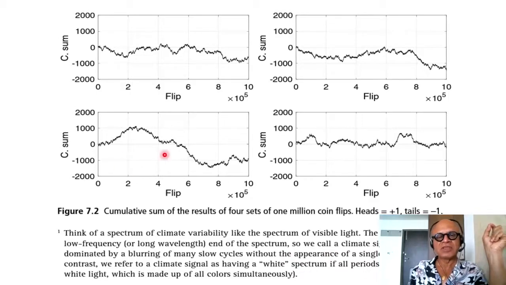So you end up with these slopes in the spectrum, or the variability, or the sum in this case, which can be multiple years, multiple decades, sometimes multiple centuries, which are completely internally generated by this randomly forced signal, noise forced signal. So in that sense, you can think of the noise as being white, so that it doesn't have a preferred frequency by itself, but when it forces the ocean, it's able to produce these low frequencies. Okay. In contrast, we refer to a climate signal as having a white spectrum if all periods are present, like white light, which is made up of all the colors simultaneously.